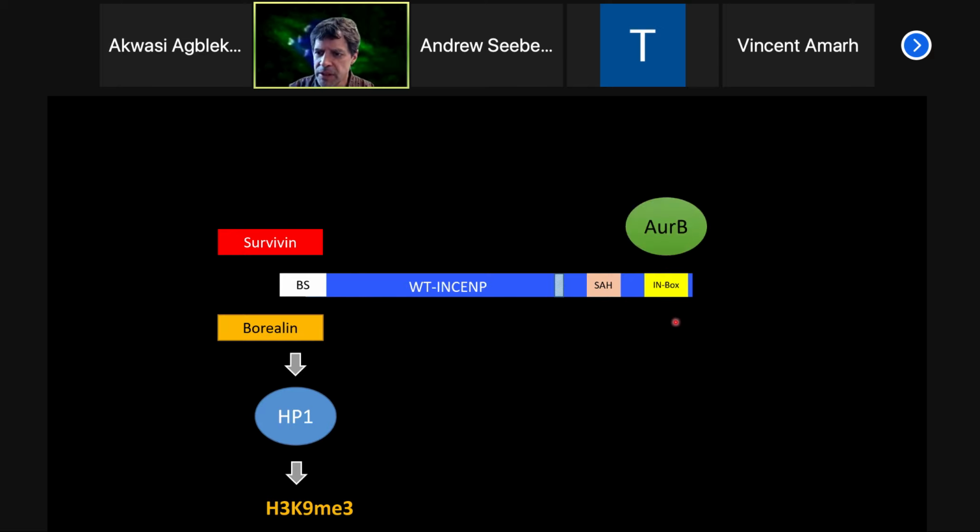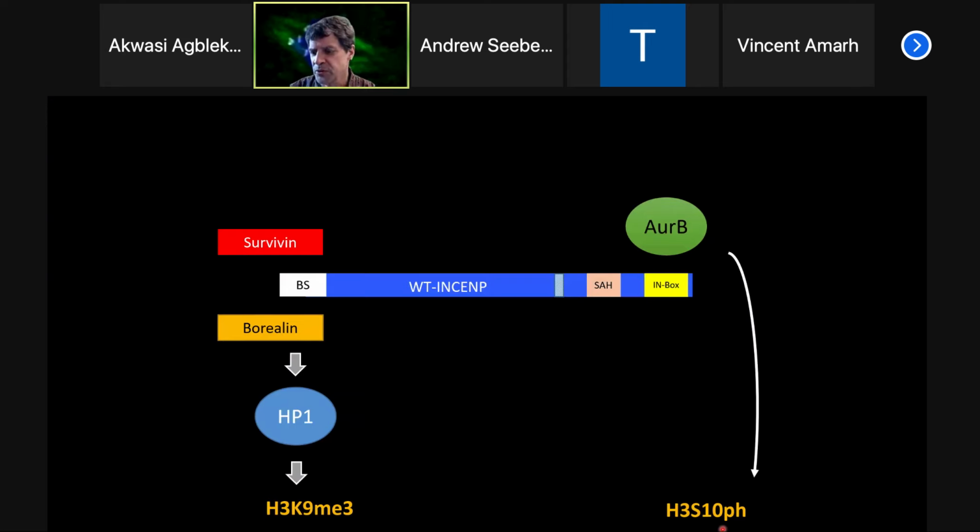Then Aurora B is recruited by the INBOX. Now it's known to phosphorylate a bunch of stuff, including H3S10, which is the amino acid next to H3K9, and it's known that H3S10 phosphorylation can actually disrupt the interaction between H3K9 and HP1. So this led us to a model of how the chromosome passenger complex moves from the chromosomes to the microtubules.